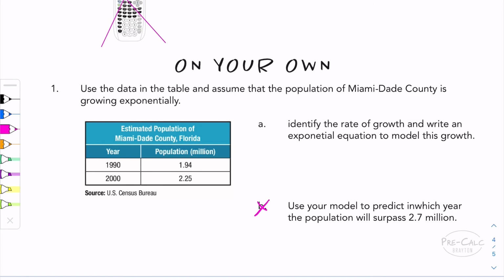We have a couple things. We know that in year 1990, the population is 1.94 million, and we know in 2000, the population is 2.25 million. So just starting off, I'm looking at this, and the difference between the years is 10. I know that the population in 1990 is your initial amount, your p-value, and I know that population in 2000 is your ending amount, or the a value.